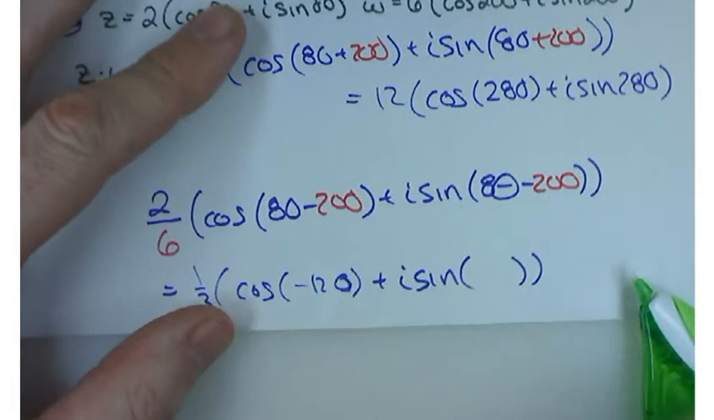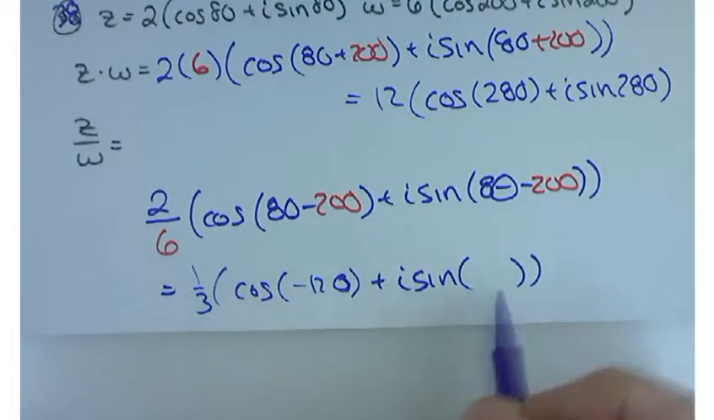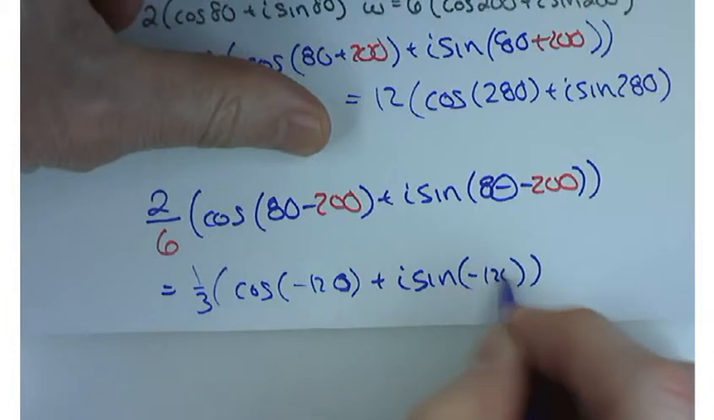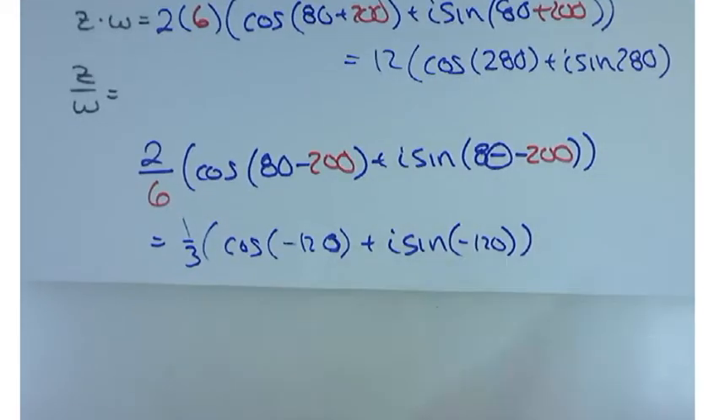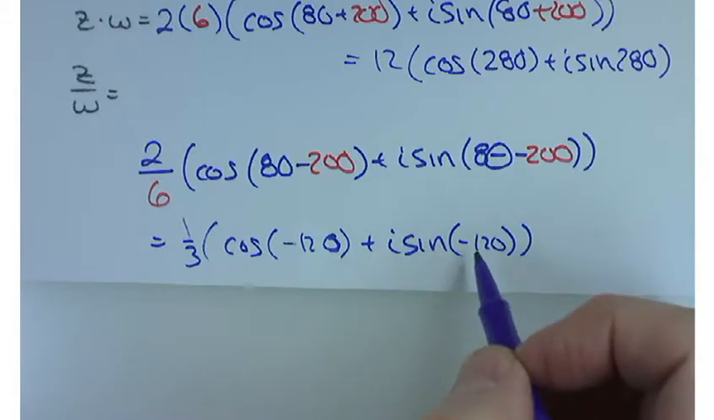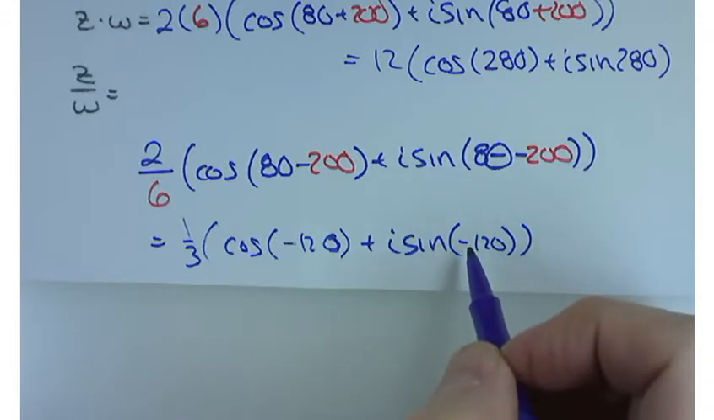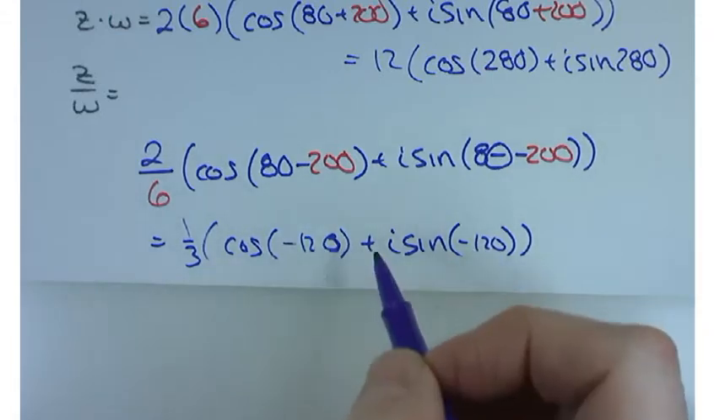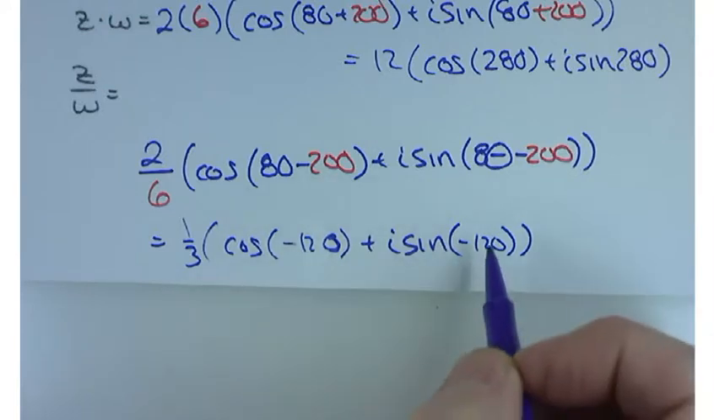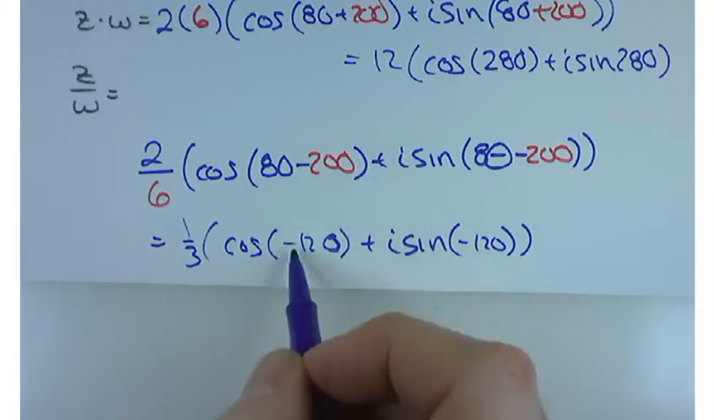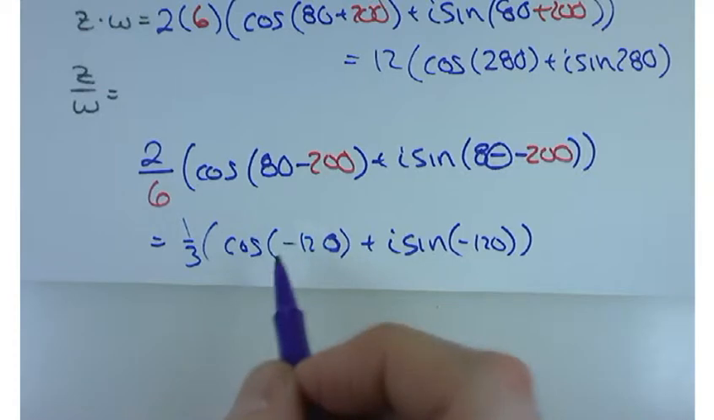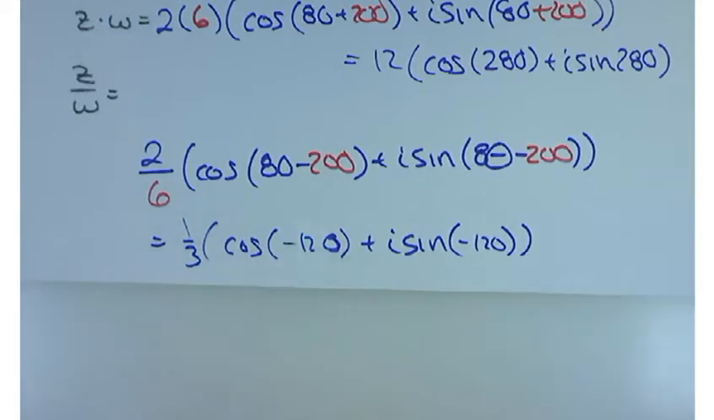Now here's a little trick for you. This angle and this angle have to be the same. So plus i times a sine of negative 120. This is probably the only time that I'm not going to ask you to use your even-odd properties. I'm not worried about you factoring this one out, and this one would just disappear, right? Because cosine is an even function. So we can leave it like that.